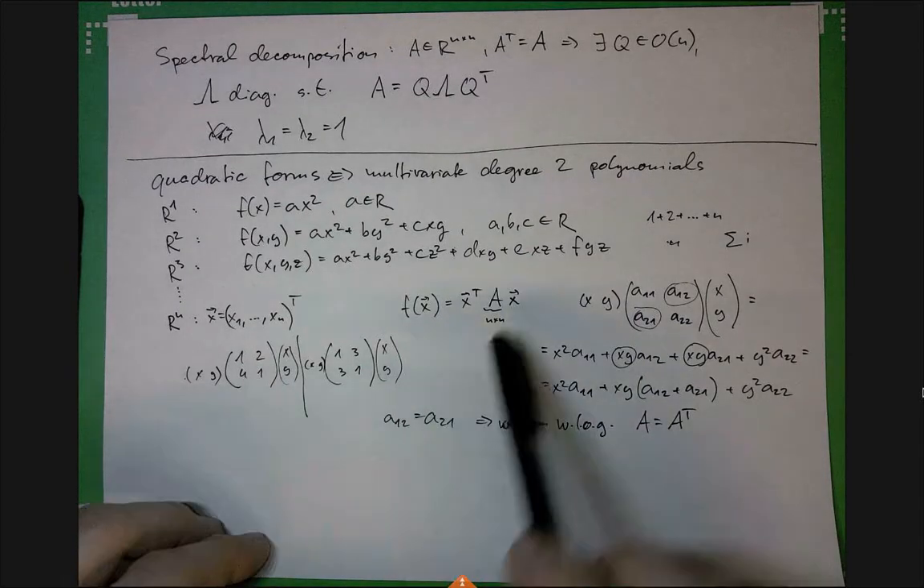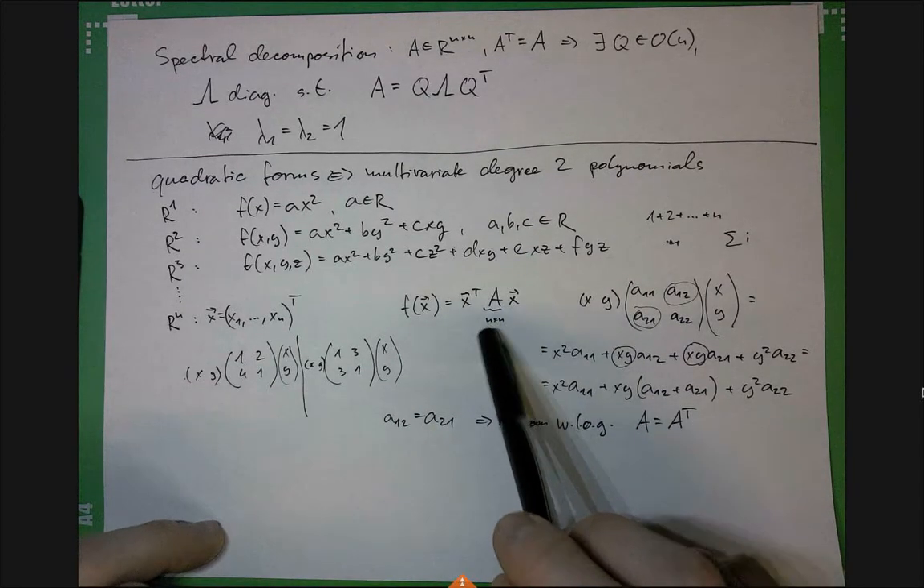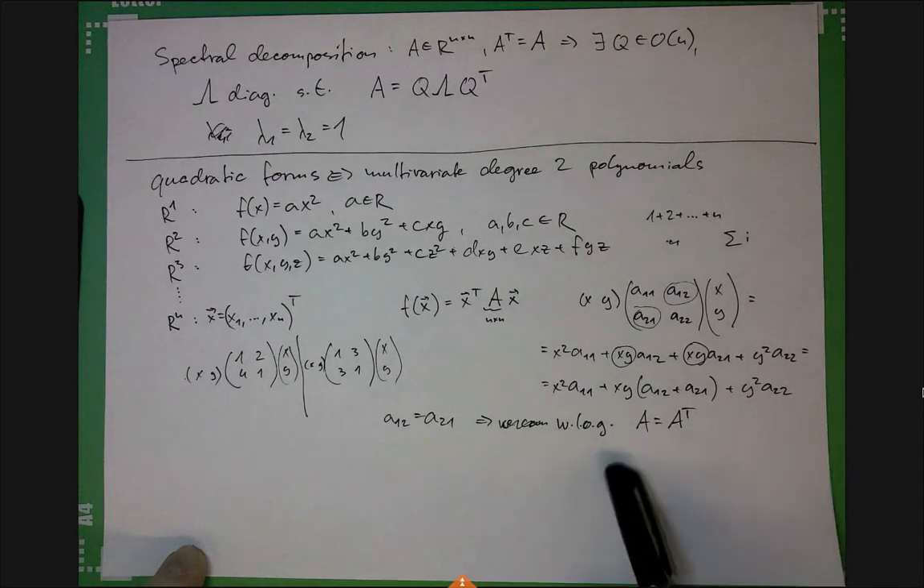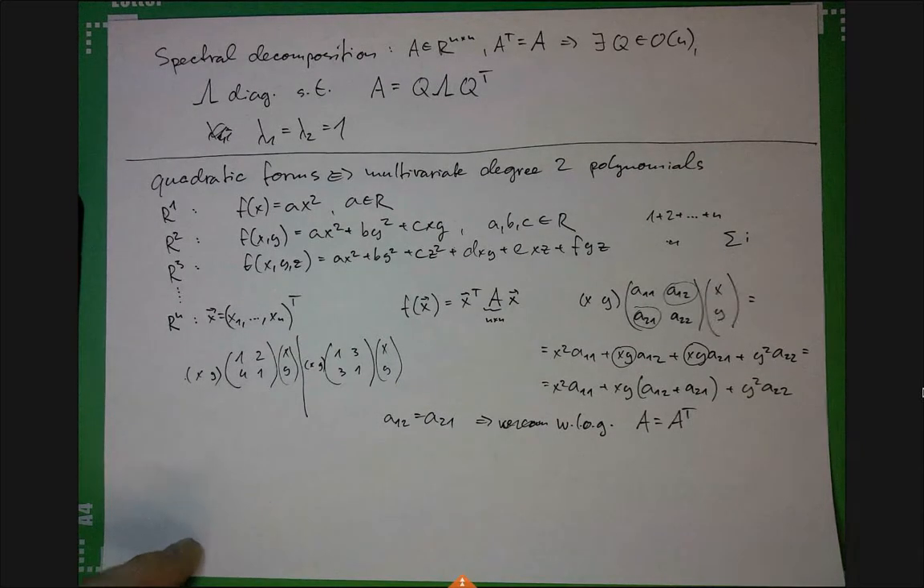So now we know that these matrices are symmetric. Then we can apply the spectral decomposition theorem, right? And we know that we have n real eigenvalues. Maybe they are repeated, but certainly they are real, right? And now we can do an important classification of types of quadratic forms thanks to the spectral decomposition theorem.